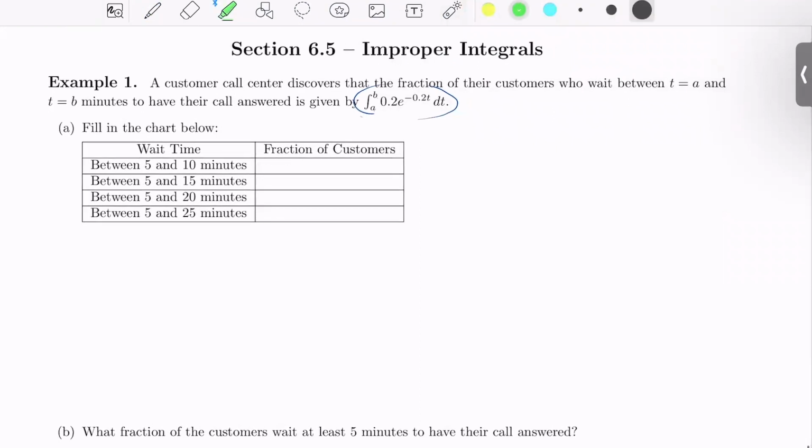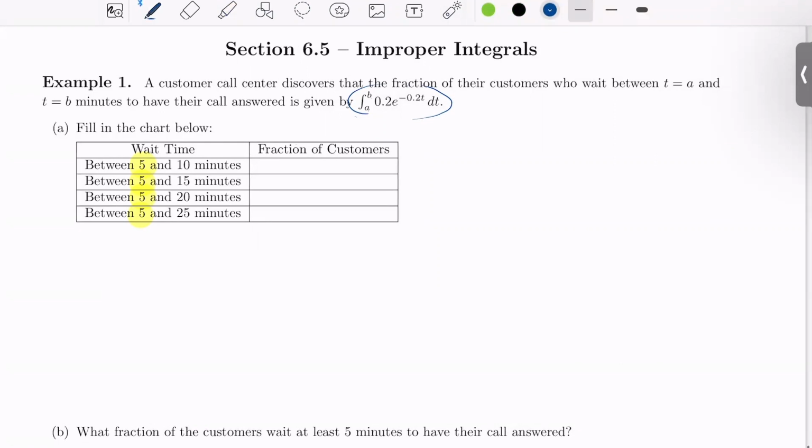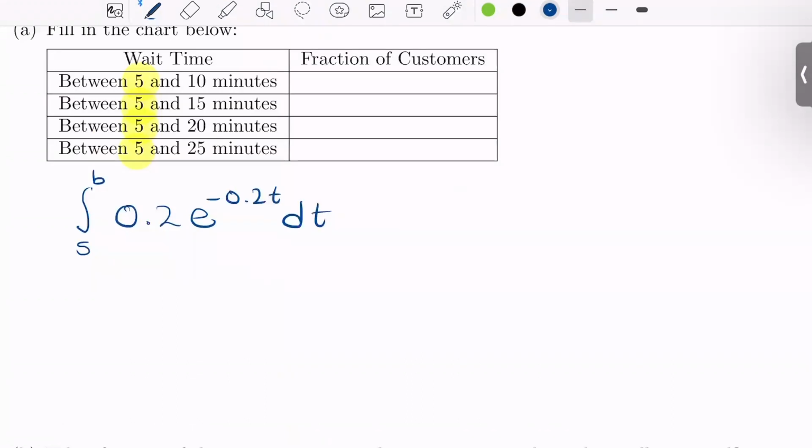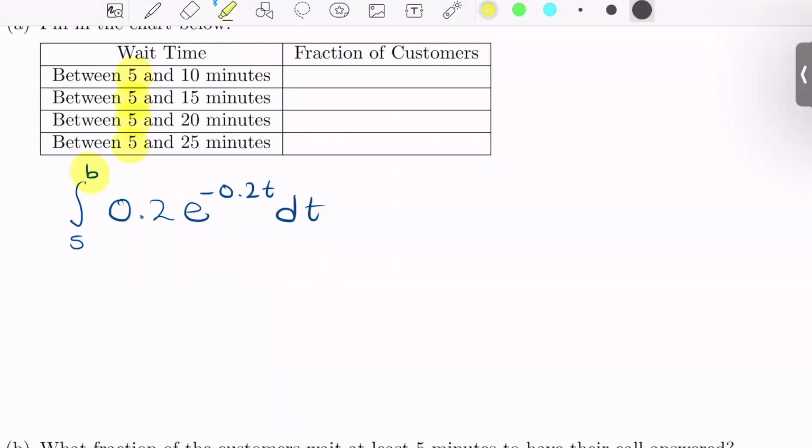Notice though that in all of these ranges that we're asked to compute, 5 is always our initial or lower bound. So rather than computing all of these 4 integrals, I could just let my second time be b and my first time be 5. So I can instead look at the integral from 5 to b of 0.2 e to the negative 0.2t dt. By leaving this upper bound as b, we make less computation. Okay, so let's see what this looks like.